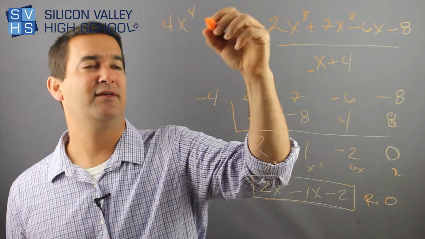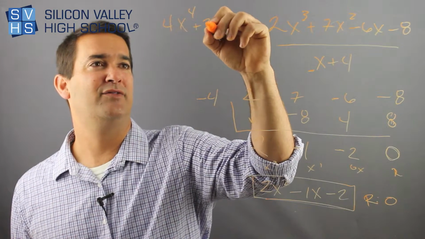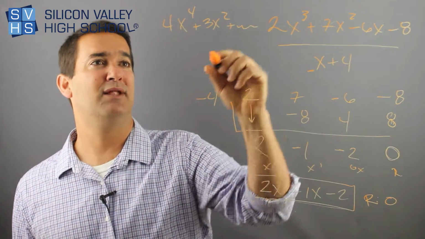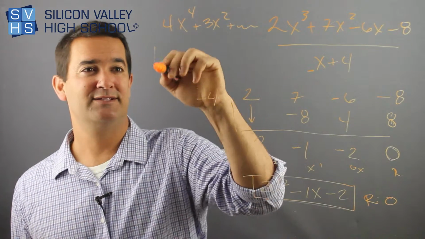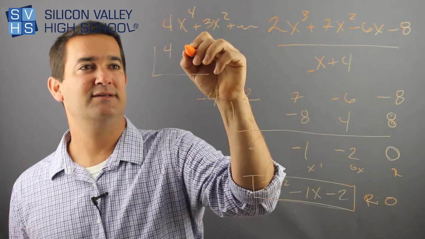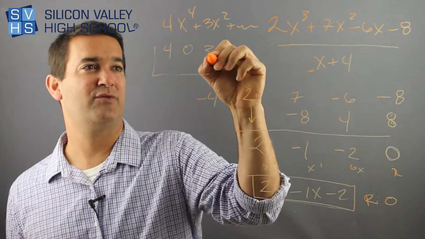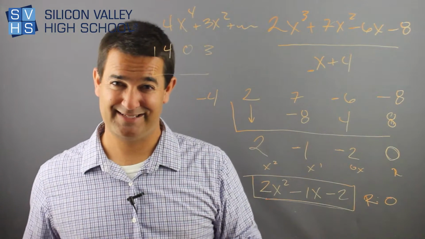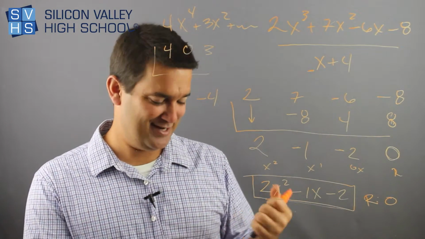4x to the 4th plus 3x squared plus blah, blah, blah. Where's my x cubed? So here you'd put 4, 0 for the x cubed, and then 3 for that, and then so on. That makes sense? Anyways, that's how you do synthetic division. I think it's pretty easy.